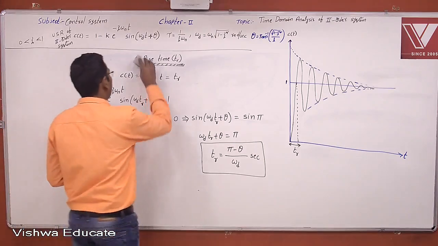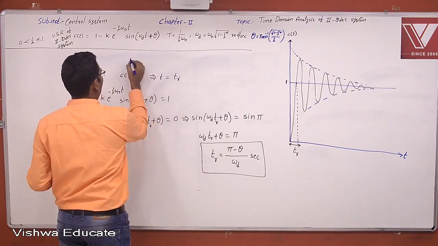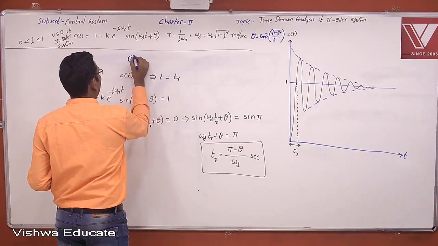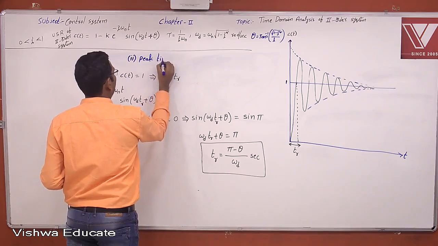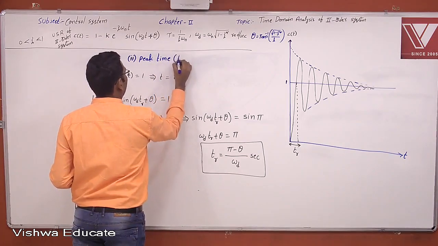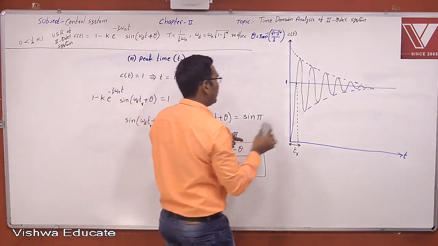Now we will see the second parameter, peak time. This is the second parameter, peak time, tp. What is the peak time?